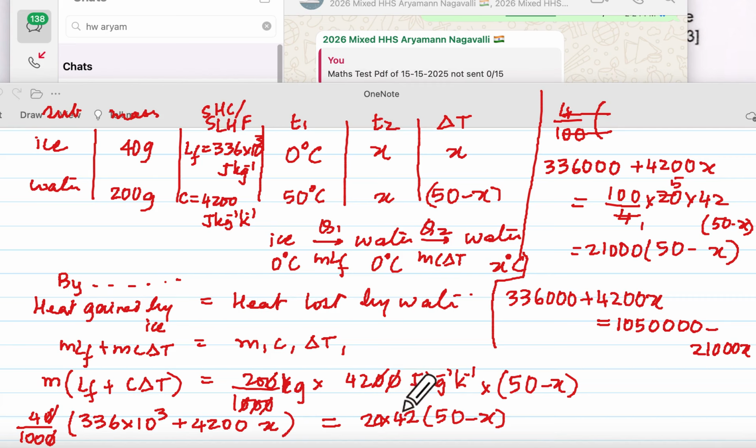What should I do? Is this divisible by 21? 21 once 21. Yes, ma'am. So 21 16 times. 16 times it's going, no? It's such a headache. So you have 4200 plus 21,000. So you are getting 25200x.